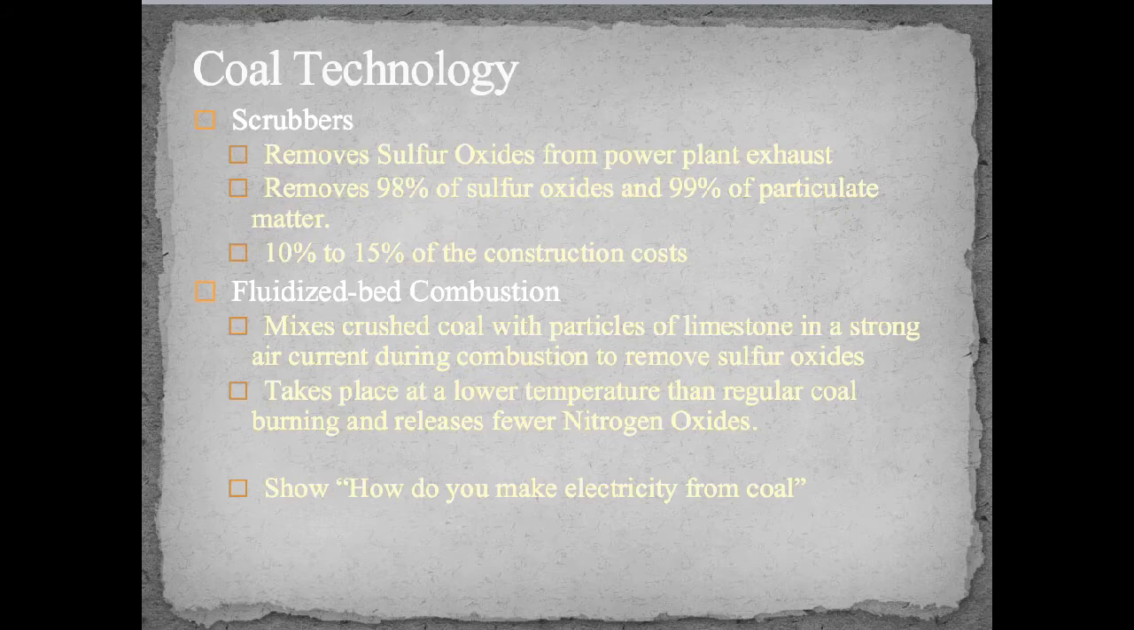So some coal technologies that have been developed: scrubbers, which is a big thing. This removes sulfur oxides from the power plant exhaust after combustion. It removes up to 98% of the sulfur oxides and 99% of particulate matter, which is basically small particles in the air like dust and ash from things being burnt. But they are very expensive. Scrubbers can cost 10 to 15% of the construction cost of an entire coal plant. Very expensive.